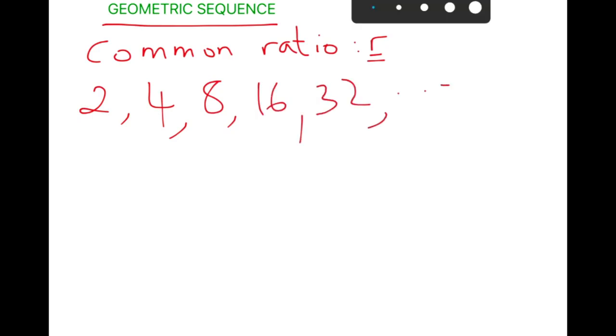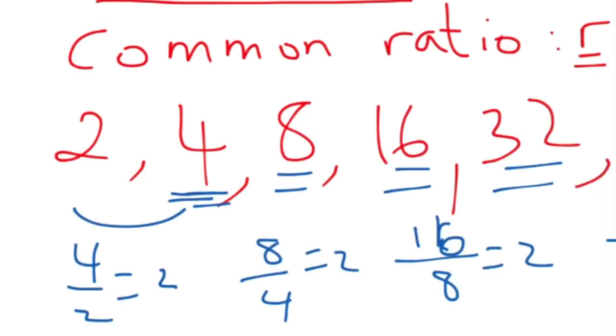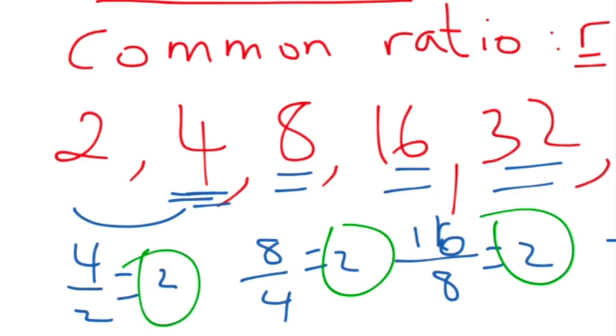Well, let's see. What is 4 divided by 2? Do it here. 4 over 2, that's 2. How about 8 and 4? 8 over 4, that's 2. How about 16 and 8? 16 divided by 8 is also 2. So you have 2 here everywhere. So R, the common ratio, is equal to 2.